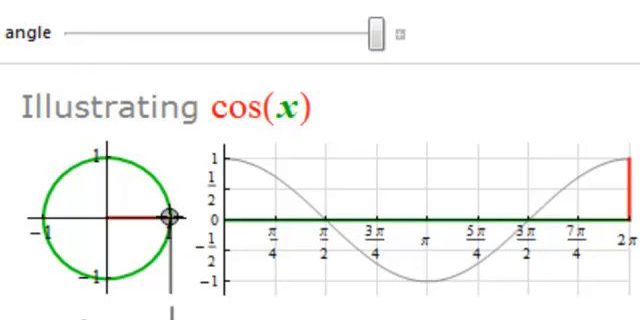I hope this helped you out. I think this is some really neat technology. Again, this is the Wolfram Demonstrations Project. Google it, and these little applications are free with the Wolfram CDF Player.